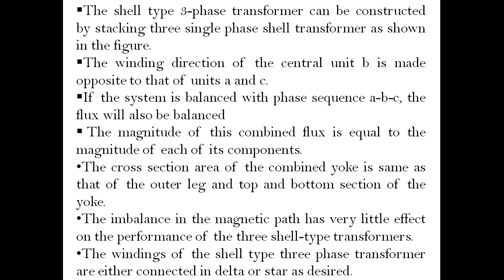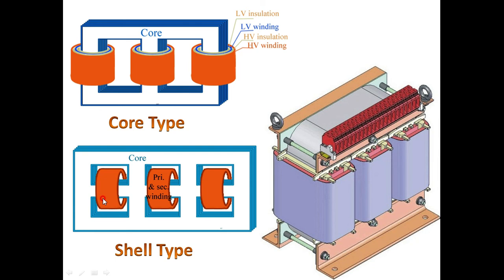The imbalance in the magnetic path has very little effect on the performance of the three-phase shell type transformer, and the windings of the shell type three-phase transformer are either connected in delta or star as per the requirement. These are some of the pictorial views of the core type and shell type of the transformer.